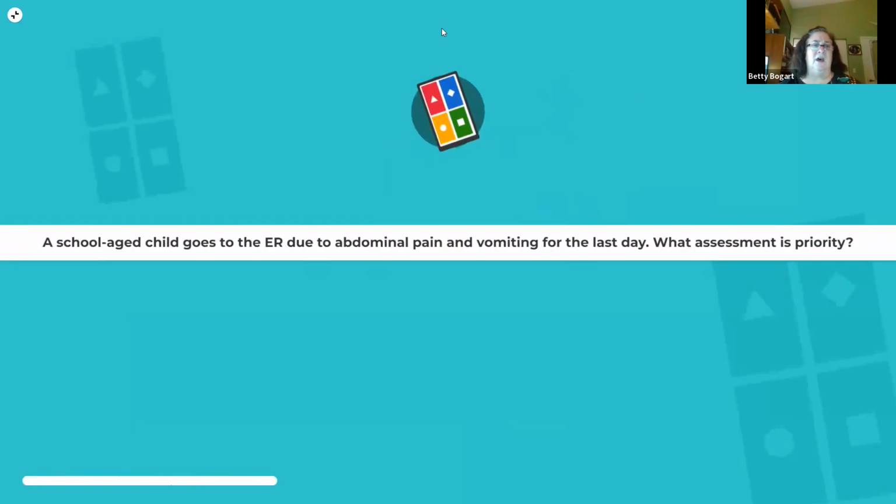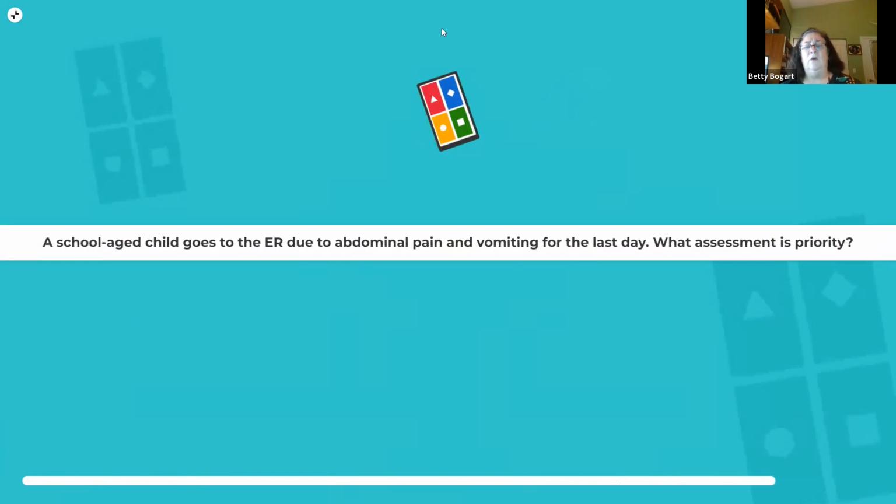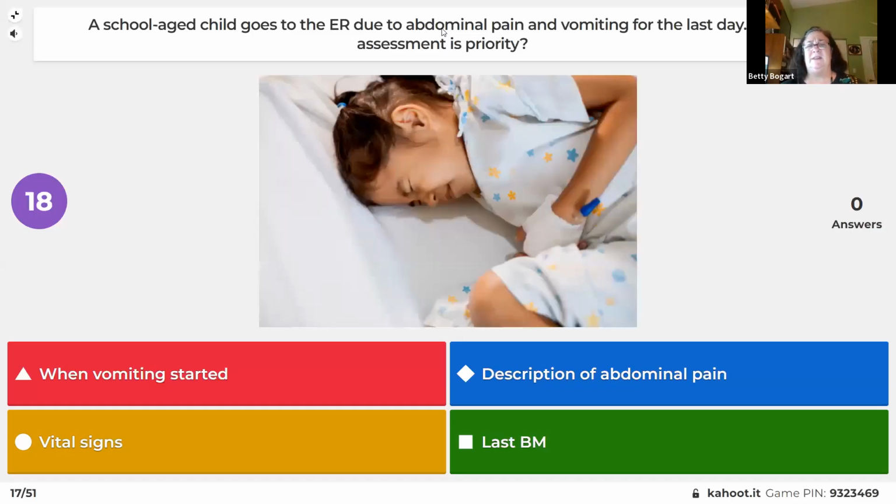A school-age child goes to the ER due to abdominal pain and vomiting for the last day. What assessment is your priority to ask next? 6-year-old kid, abdominal pain, vomiting for the last day, 24 hours. What assessment do you need to know now? What's the priority?